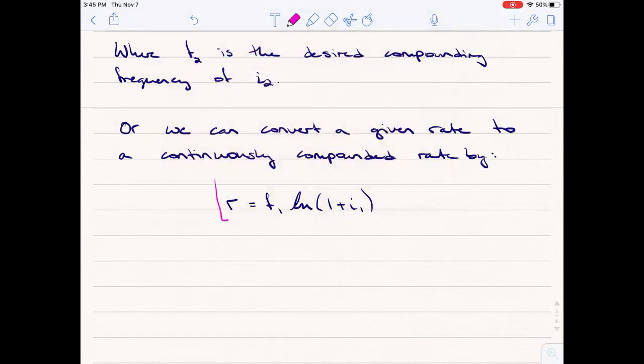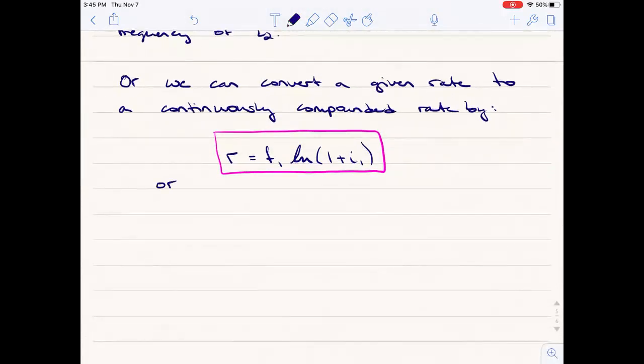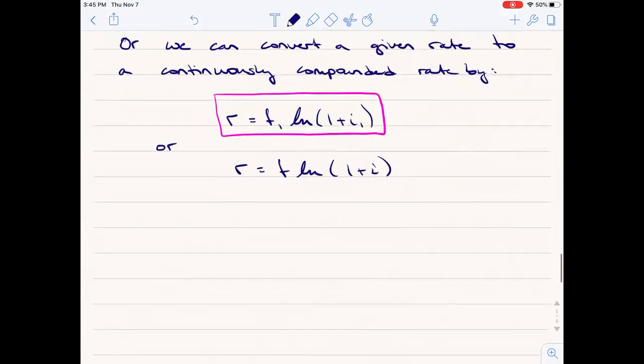This is the one on the formula sheet. But I think just to be extra confusing, the textbook just uses R is F times the log of 1 plus I. But I think you've got the nicer one on the formula sheet where it actually specifies that F is the frequency that we're moving from, and I is the original periodic interest rate. And so this is in the textbook, but they're the same.